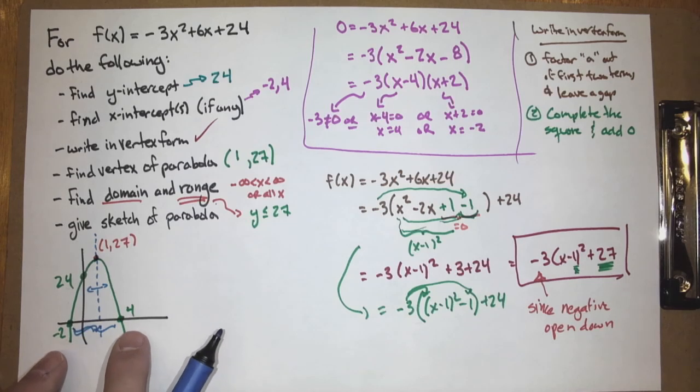So the x-coordinate of your vertex will always be between your x-intercepts. Halfway between, exactly halfway in between. If your vertex is not halfway in between your x-intercepts, mistakes were made. And that's okay. That means we can correct our mistakes. Woohoo! Correct the mistakes. Any questions?